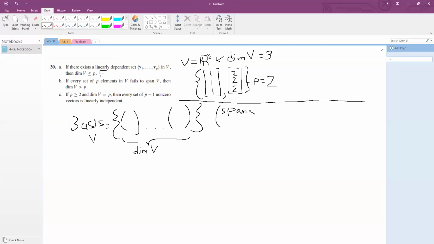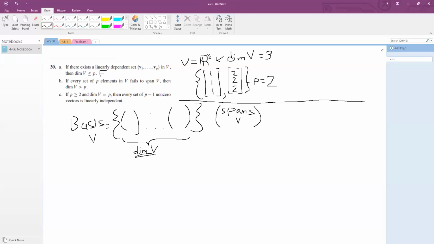So this spans V. And then it's asking us, if we can't come up with a set of P elements that spans V, basically any combination of P elements in V doesn't span it, then is the dimension of V bigger than P? I'm going to say that's true, right? Because we've established here that if we can span V in some number of elements, then that is the dimension of V. And if we can't, then the dimension of V must be bigger. We must need more elements to span it.